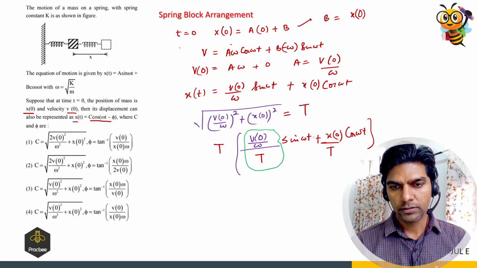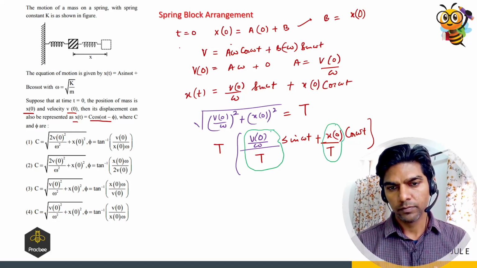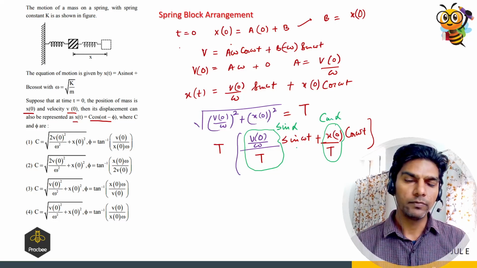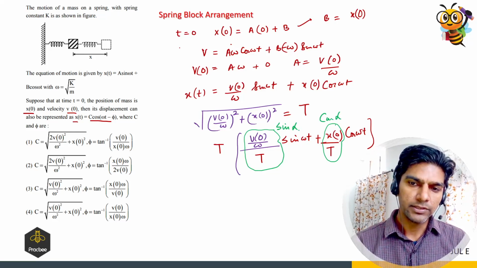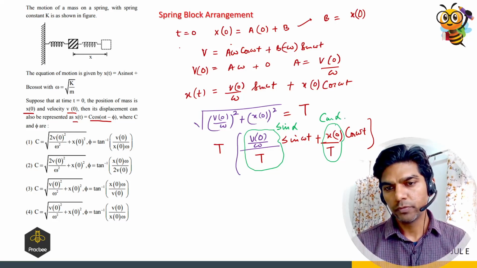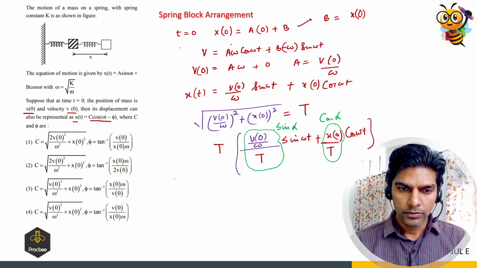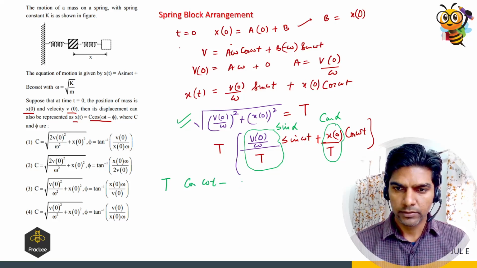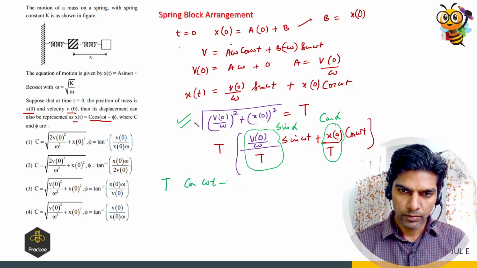Now if you look at this factor, I can call it sin alpha and this one cos alpha. Why can I write it like this? Because sin square alpha plus cos square alpha comes out to be 1. So we can write it like this. So this will become t, and where t is this value, it will be cos of omega t minus alpha, right?